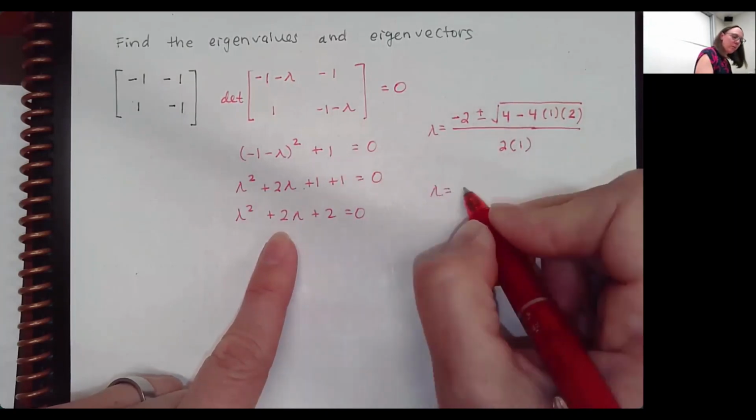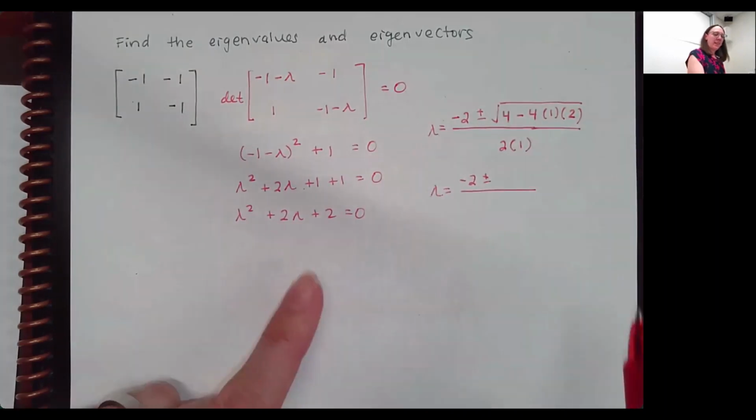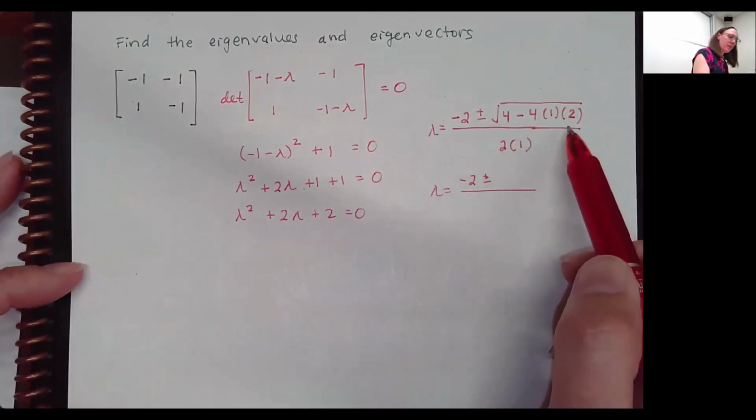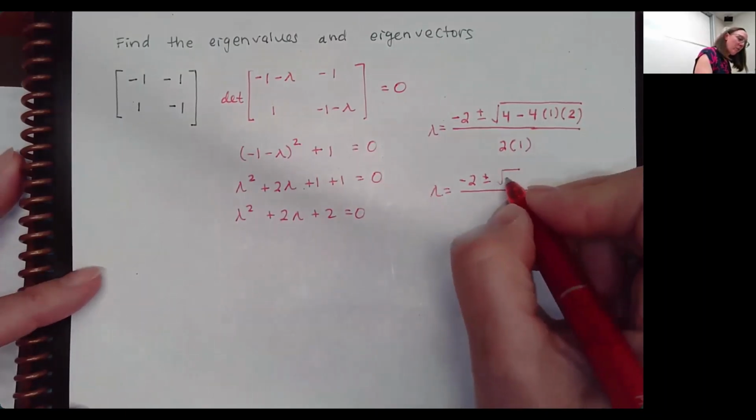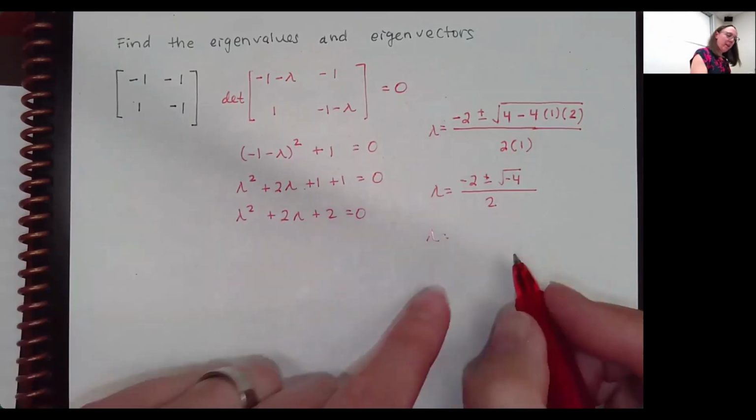So if I clean that up a little bit, inside those parentheses, I think I get -4. So I've got the square root of -4 and then all over 2. So I'm going to rewrite that. I'm going to break this up.